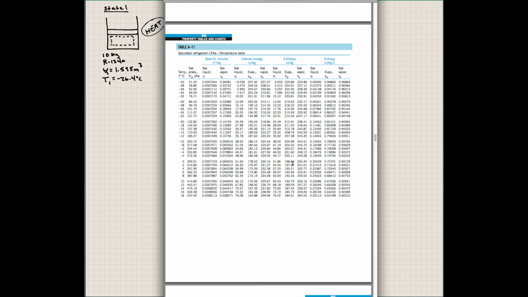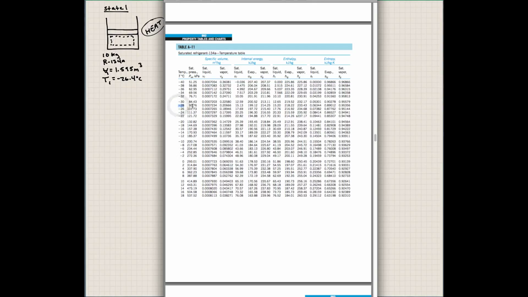I've now gone to table A-11, and I'm going to check first to see if we're in a saturated mixture state. Are we in between the saturated vapor point and the saturated liquid point, or are we above this, or where are we? We know that we're at minus 26.4, so we're somewhere in between these two points here, minus 26 and minus 28. We're going to look at the specific volume of either the saturated liquid state or the saturated vapor state, and see if we fall in between these.